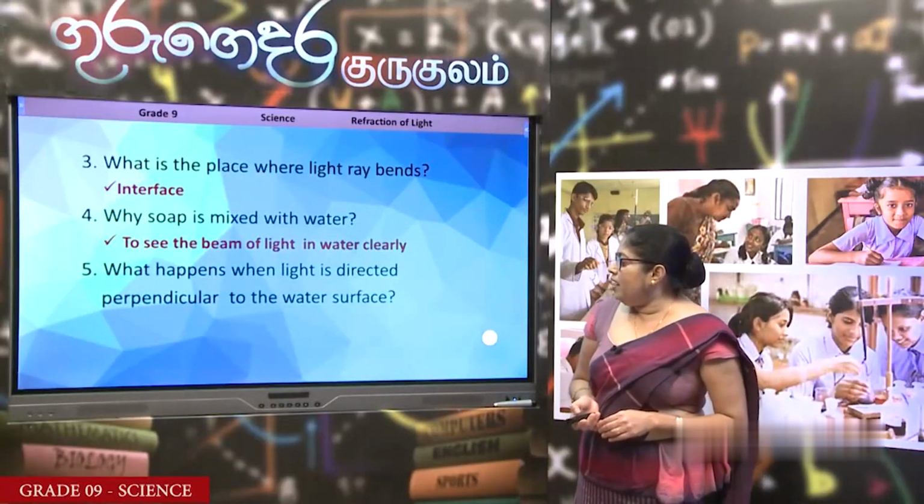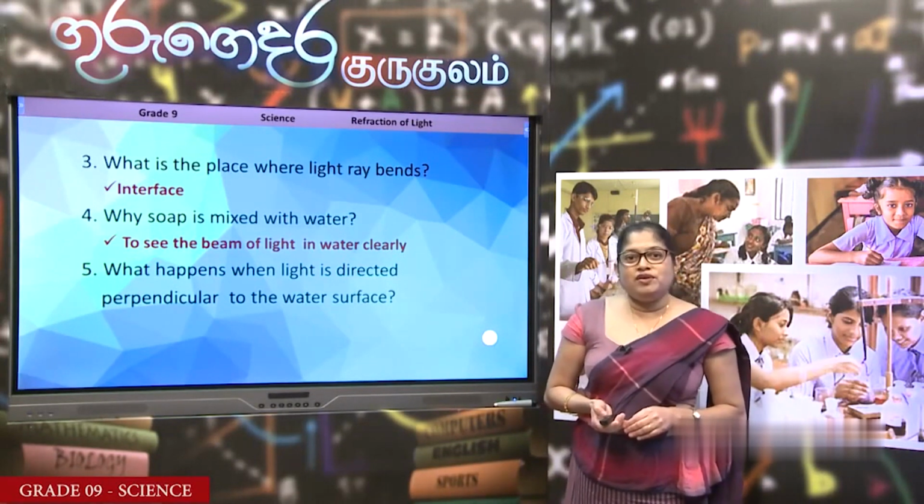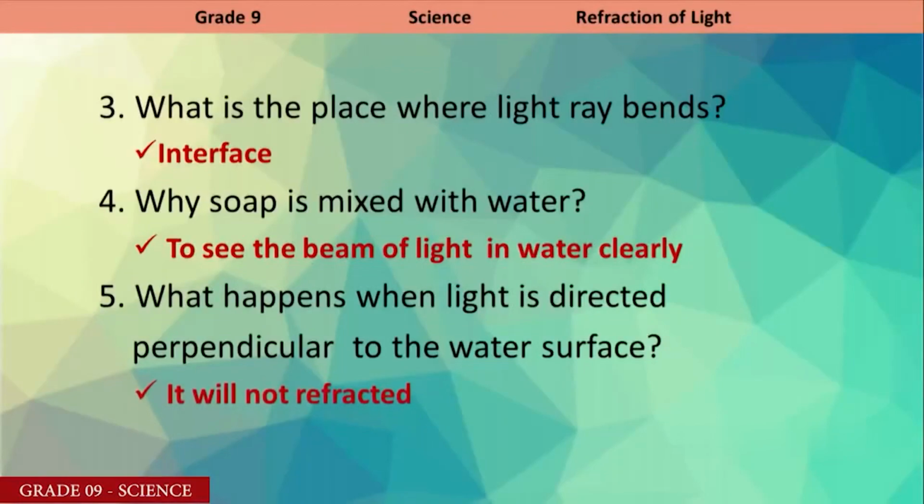What happens when light is directed perpendicular to the water surface? You saw it already. It will not be refracted.